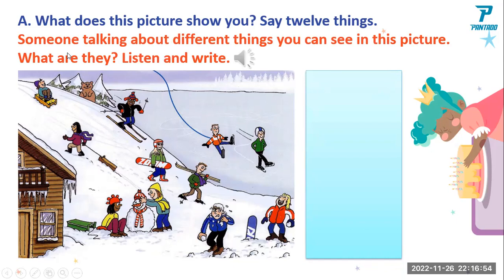Now, someone is talking about different things you can see in the picture. What are they? Okay, please listen and after that, you tell it to me.